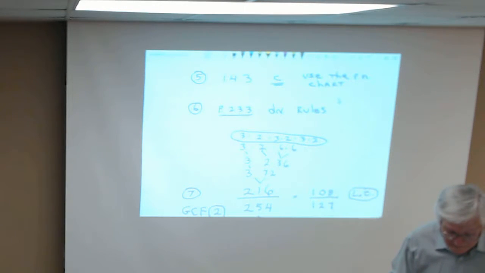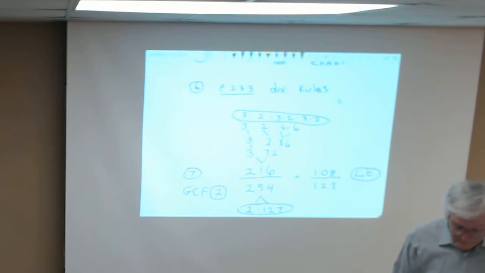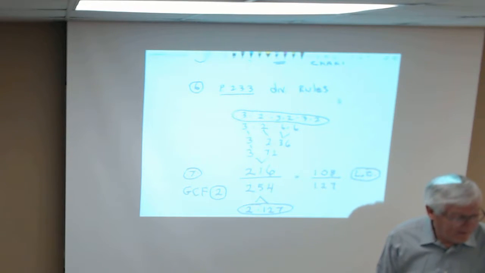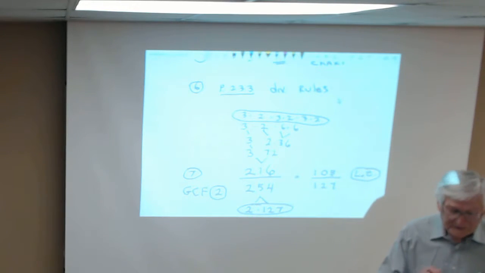Number 6. Of the numbers 2,345, 436, 387, 1,530, which ones are divisible by 2? What's the rule for divisibility by 2? It's on page 223. Does anyone know the rule?